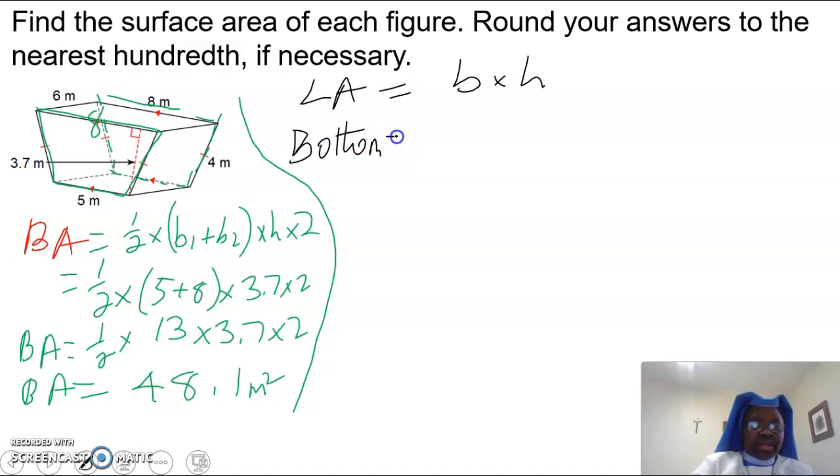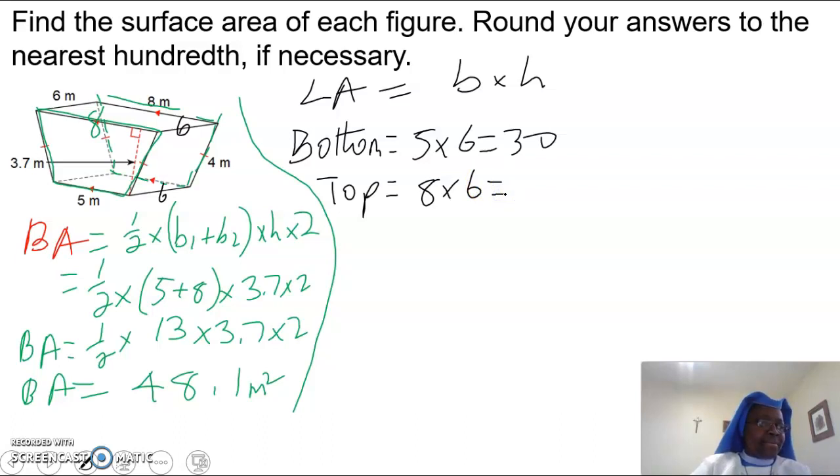So the bottom rectangle is going to be, this is 6, that's going to be 6, that's going to be 6. So the bottom rectangle is going to be 5 times 6, which is 30. And the top is going to be 8 by 6, which is 48. And then the two sides are 6 by 4, and the back is going to be 6 by 4 also, because this side is going to be 4 also.